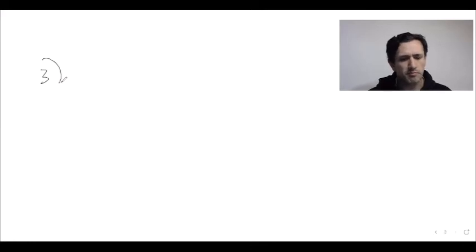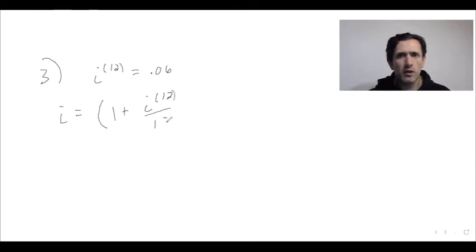So 3 is basically a review. We're given that i12 is 0.06, m is 12, interest is compounded monthly. So the equivalent effective annual interest rate is 1 plus i12 over 12, to the 12th, minus 1, and i12 is 0.06.